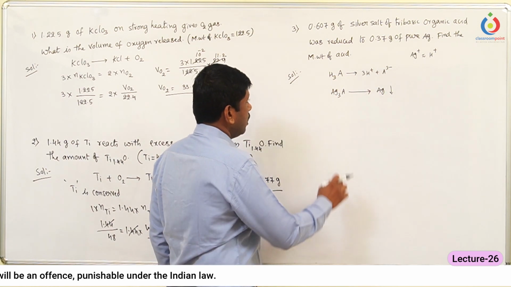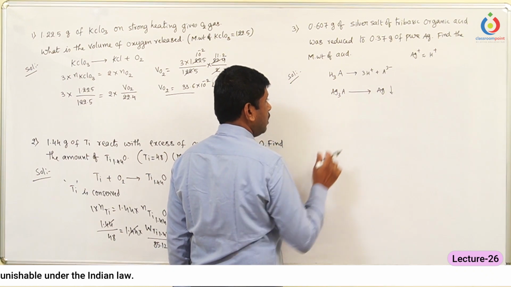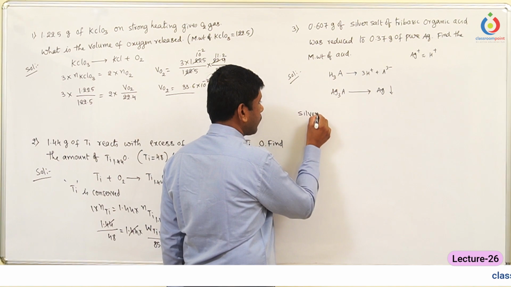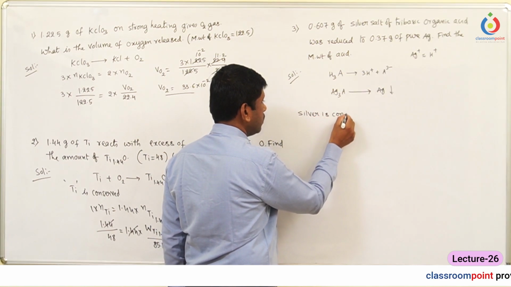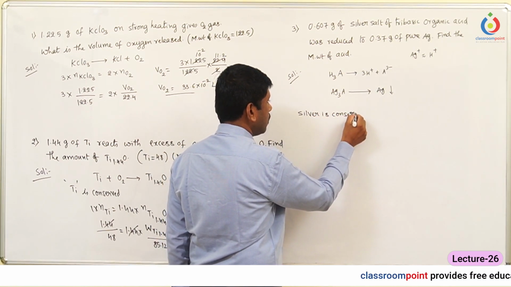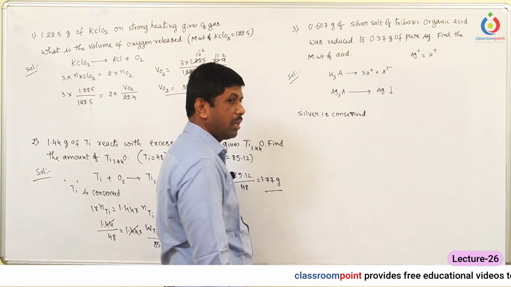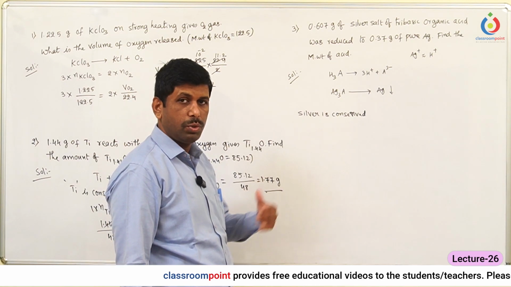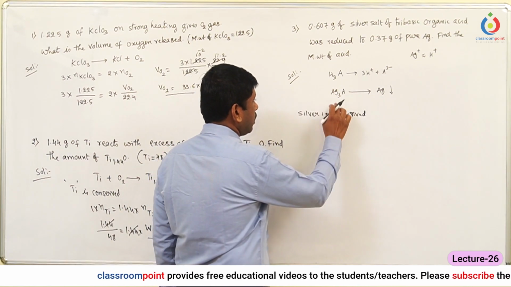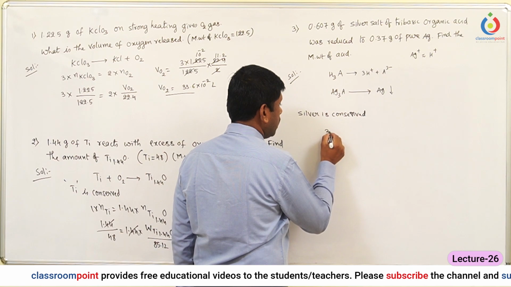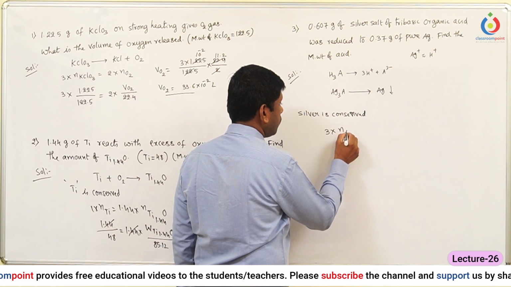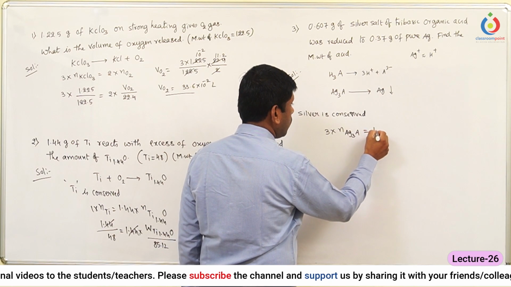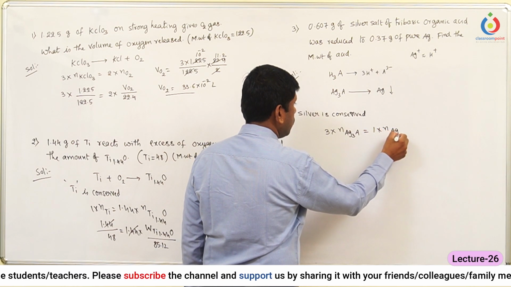Now let us see here, silver is conserved because silver is present on both sides, so I can write down that silver is conserved. If you want to conserve any particular atom, it has to be present on both sides, reactant as well as product, which you want to calculate. So here 3 moles of silver is present. So 3 into number of moles of Ag3A is equal to 1 silver, 1 into number of moles of this silver.